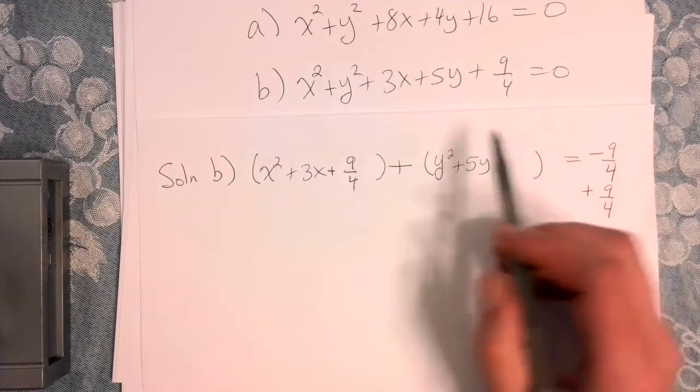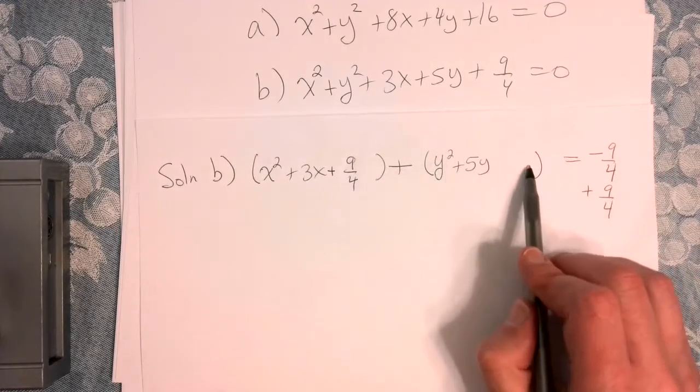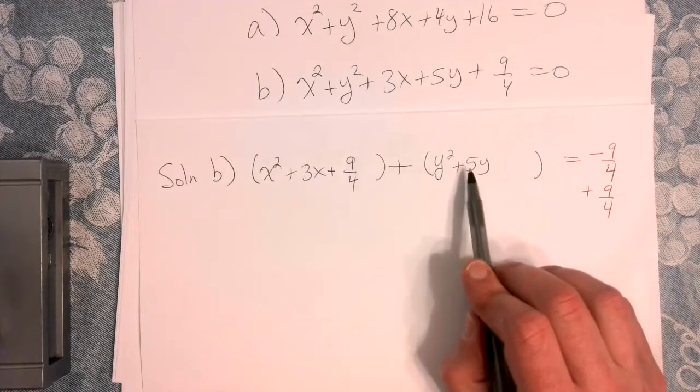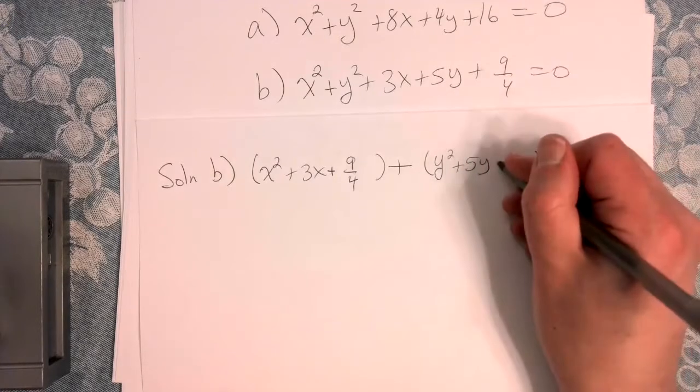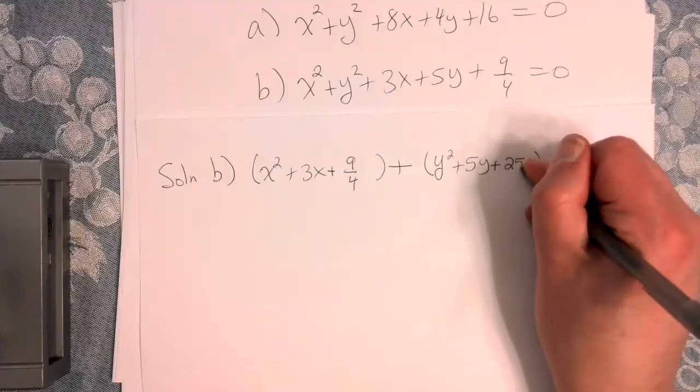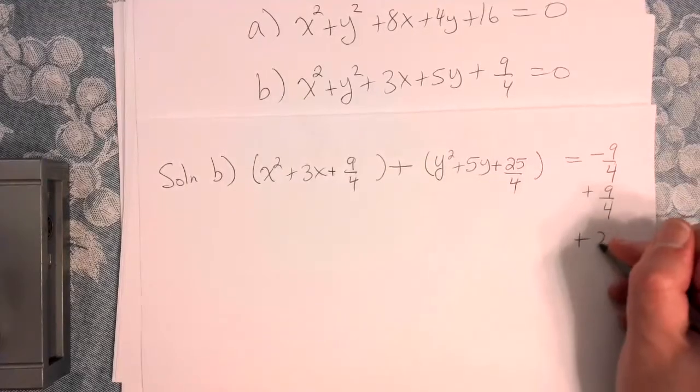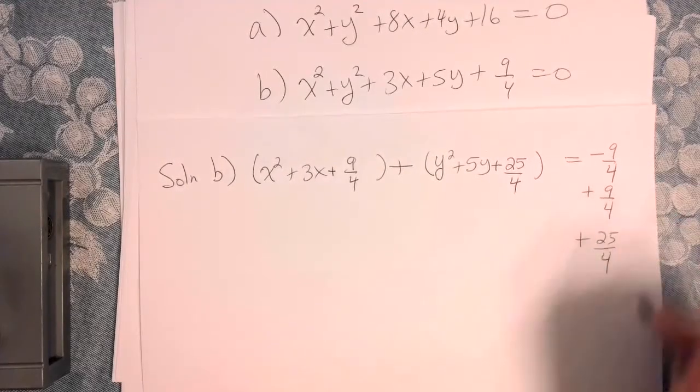And so here we're going to play a similar game. We want to complete the square. So we're going to take half of this and square it. Let's keep it as a fraction. So half of this is 5 halves, but remember we need to then square it. So that's 25/4. Add it to the other side for balance.